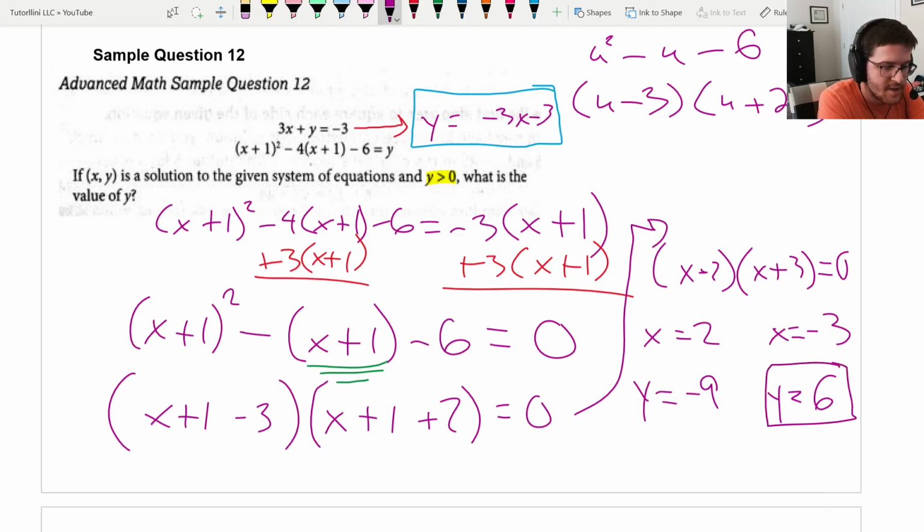So our answer is 6. And let's see if that's right. Yes, great. Man, what a pain. I really missed that whole factoring out the negative 3. I didn't realize how important that was to the question.